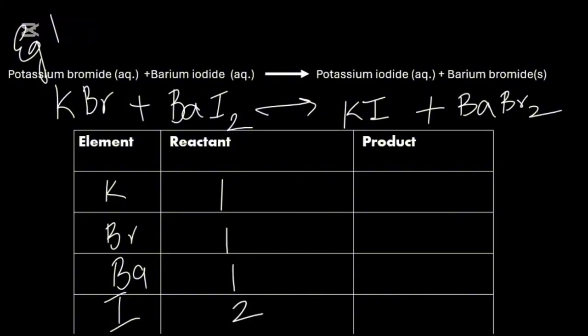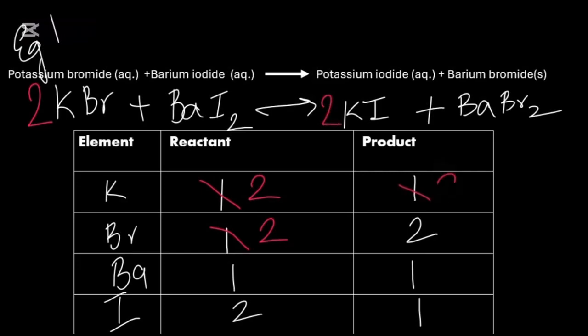Number of potassium is 1, bromide is 1, barium is 1, iodide is 2. On the product side, potassium is 1, iodide is 1, barium is 1, and bromide is 2. So the number of bromide and iodide are unbalanced. To balance the bromide, we add the coefficient 2 in front of KBr, but the number of potassium increases on the reactant side. So to balance, we add the coefficient 2 in front of potassium iodide. Now iodide also gets balanced.